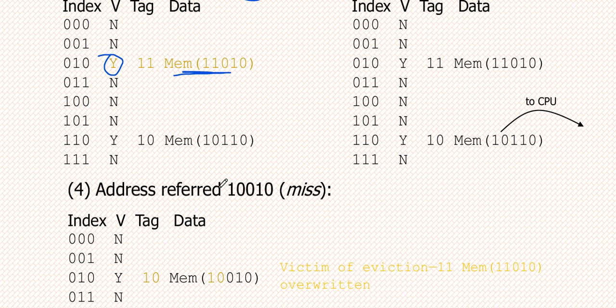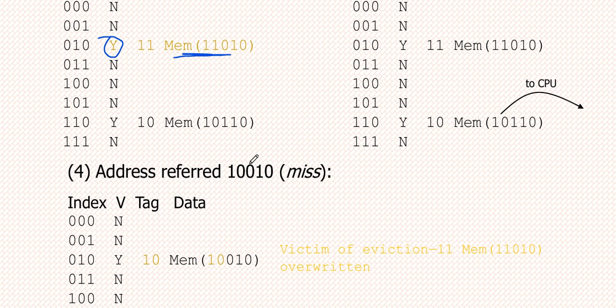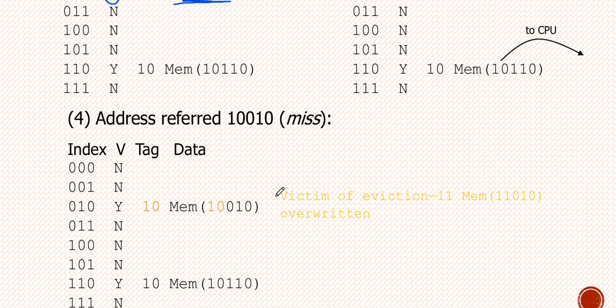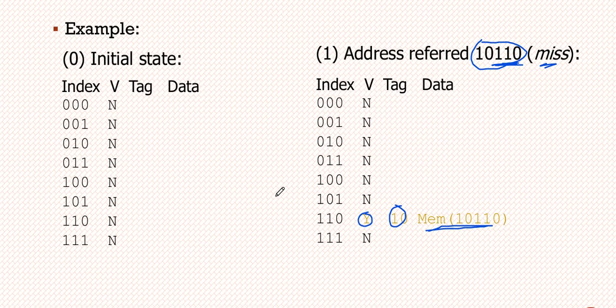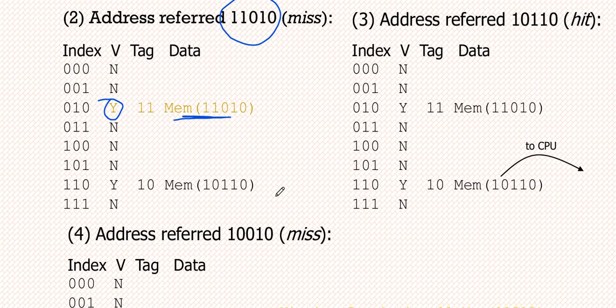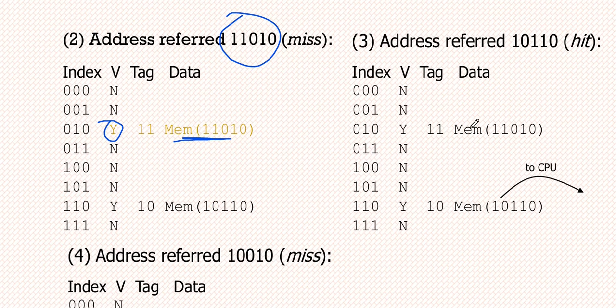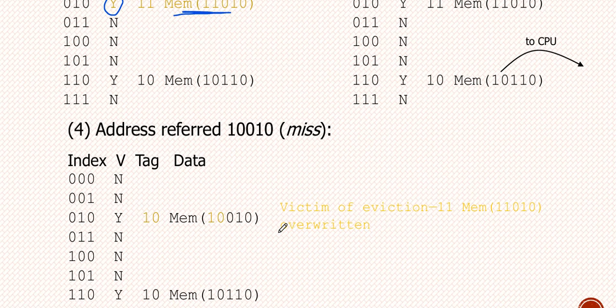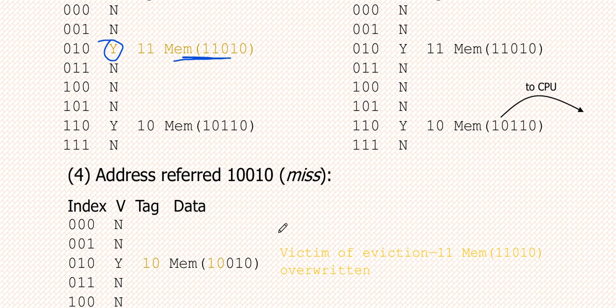Now we are trying to access the cache again. So this time we are trying to use this address, right? You see this is 10010. Okay, I thought it was the same, but yeah, this is 10010. This is also a miss because it's the first time you are coming to the cache.